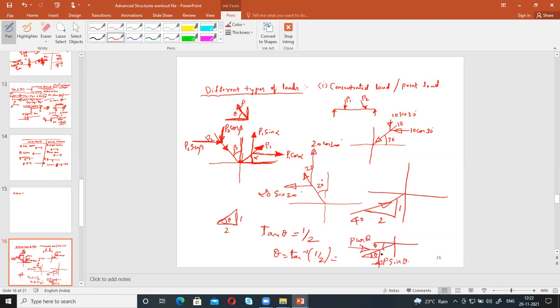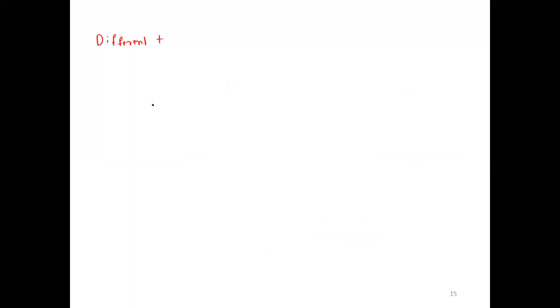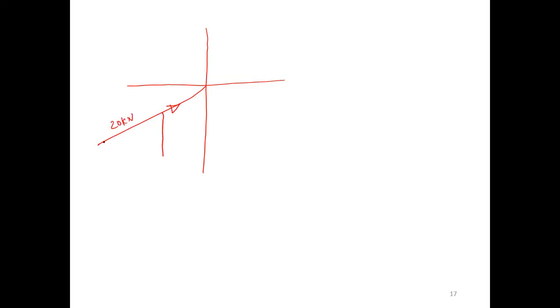Any doubts? Any doubts? In a few cases, they will give the slope, like 5, 11 or 2, 3, whatever the value may be. In this case, do you see a triangle here? Take that triangle.